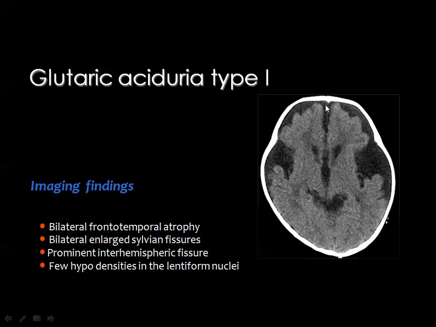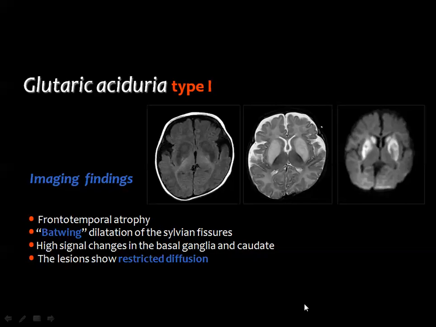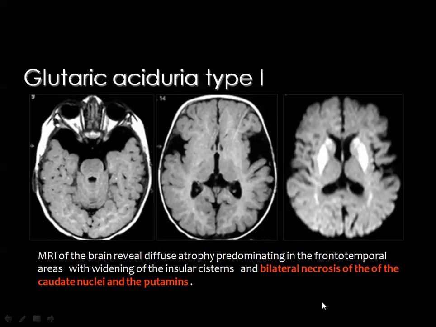Then the interhemispheric fissure will be prominent, and there may be some hypodensities within the lentiform nuclei. By MRI, you will see the same manifestations, but you are able to detect abnormalities in the basal ganglia. There is frontotemporal atrophic changes. There is bat wing dilatation of the sylvian fissures, and there are high signal intensities in the basal ganglia, as you can see here, and these signal abnormalities or these lesions will show restricted diffusion. Meaning that these lesions are actually ischemic changes in the basal ganglia, and they represent infarct.